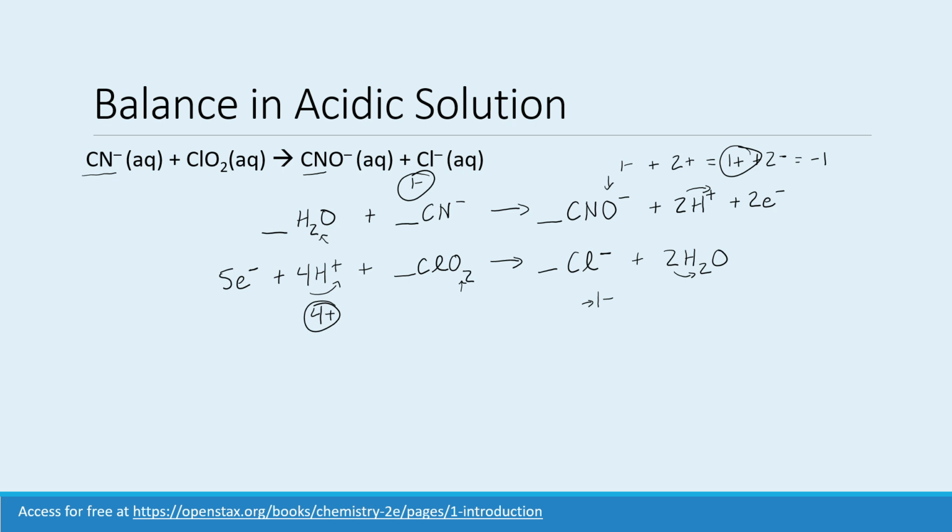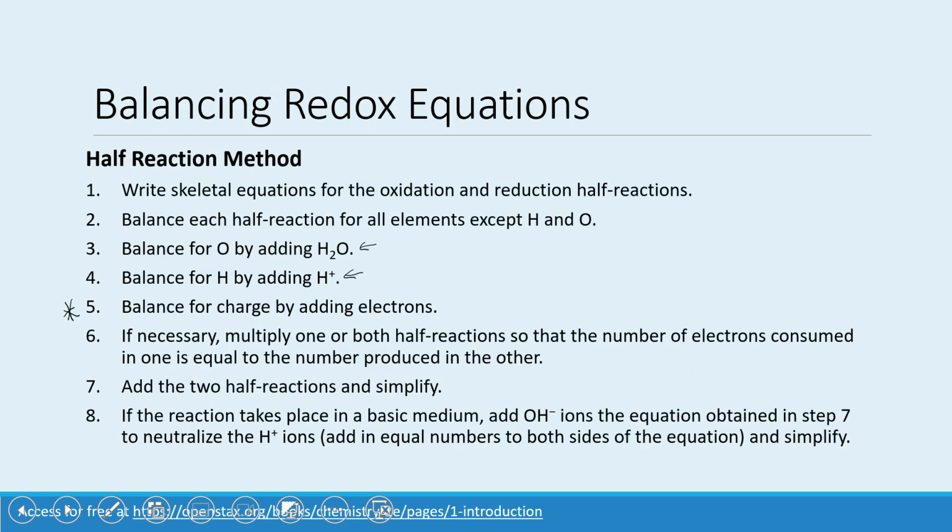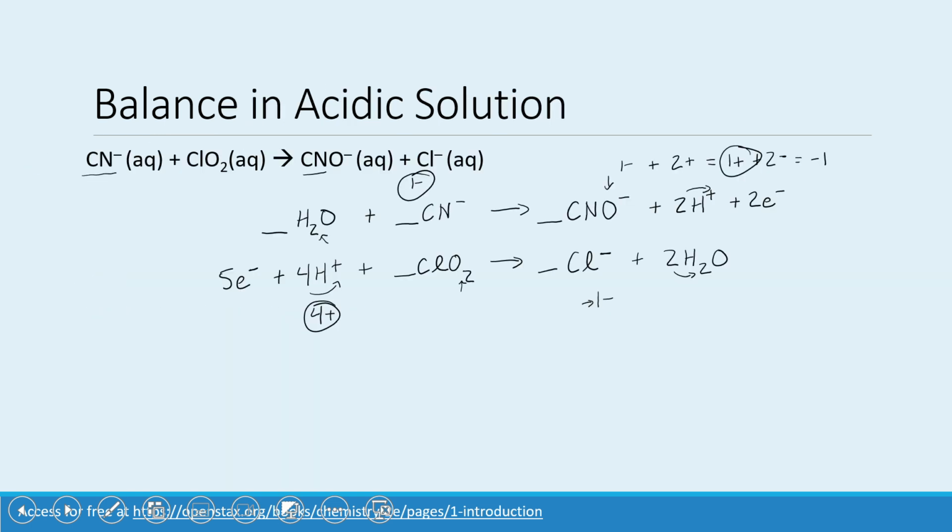Okay, now that we have balanced all of the elements and the charge for both half reactions, the next step is to multiply one or both half reactions so that the number of electrons are the same on either side. And so right now we've got 2 electrons on the product side in the first reaction, 5 electrons on the reactant side in the second reaction. We need those to match. And so of course the least common multiple will be 10 there, right? So 2 times 5 to give us 10.